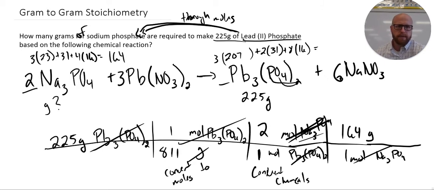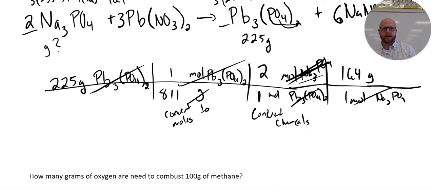So now our next step with this is just to do the arithmetic. I'm going to multiply across the top and divide by the product of the bottom. Okay, so 225 times 2 times 164 divided by 811. And what I come to find out is I would need 90.998, or we'll go ahead and round that to 91 grams of sodium phosphate.